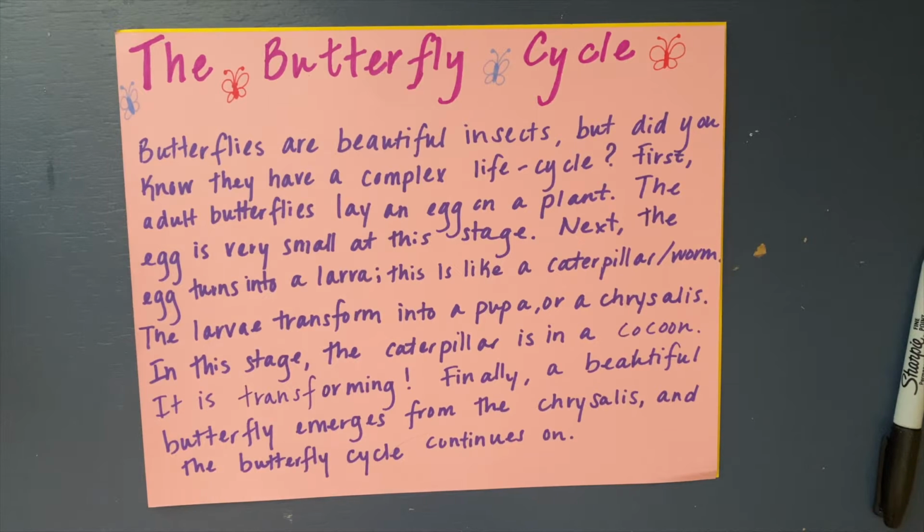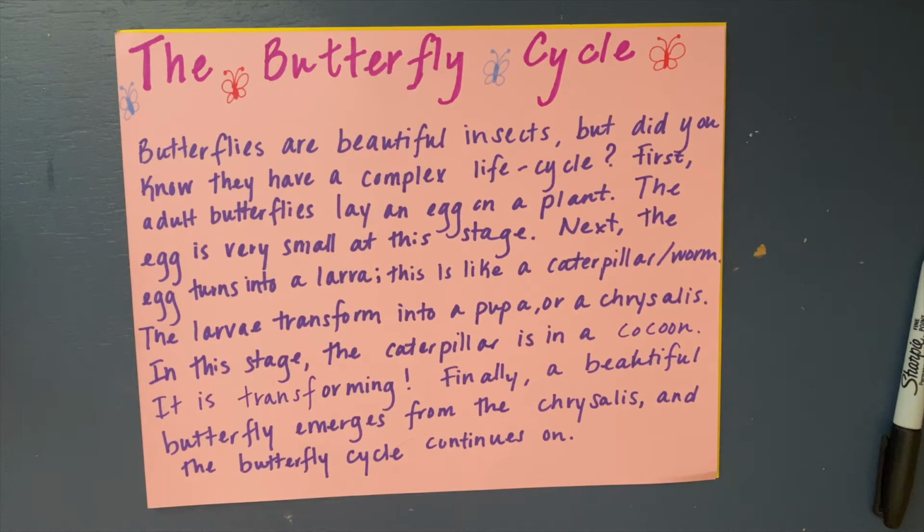First, adult butterflies lay an egg on a plant. The egg is very small at this stage. Next, the egg turns into a larva. This is like a caterpillar or a worm. The larvae transform into a pupa or a chrysalis. In this stage, the caterpillar is in a cocoon. It is transforming. Finally, a beautiful butterfly emerges from the chrysalis, and the butterfly cycle continues on."